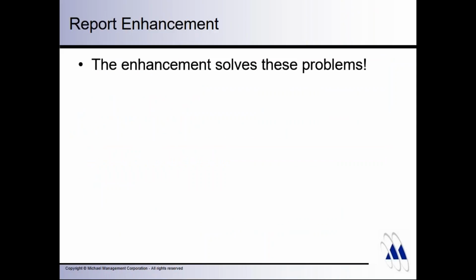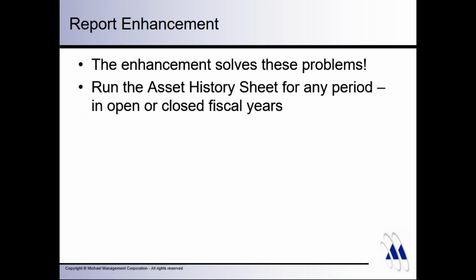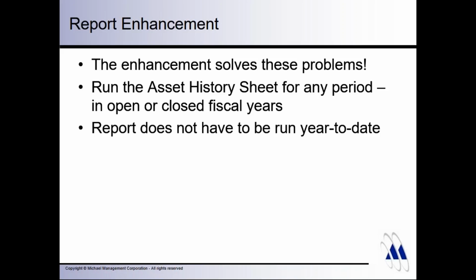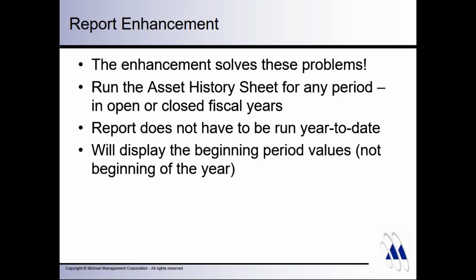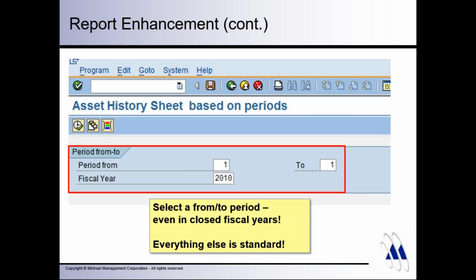So what we did is we created an enhancement to this report that addresses these two issues. With this enhancement, you can now run this asset history sheet report for any period, in open or closed fiscal years, and you can run it for a period or a range of periods. So no more year to date. Any period from period 3 to 5, for example, it'll work just fine.